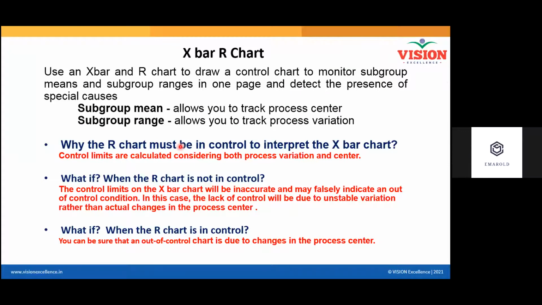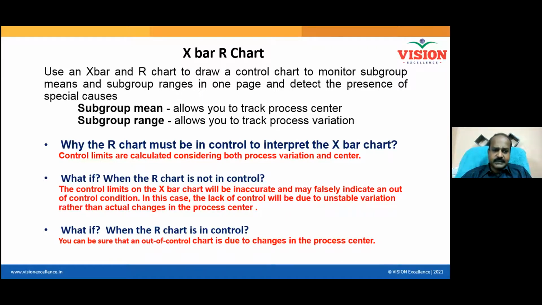Subgroup mean allows us to track the process center, and subgroup range allows us to track the process variation. We want the process variation to be under control. We want the process center also on the target. The R chart must be under control, and only then should you interpret the X bar chart, right? Because control limits in the X bar chart are calculated using the R bar value. If the R chart is not in control, don't plot the X bar chart. Immediately investigate, fix it first. Then only must you proceed with the X bar chart.